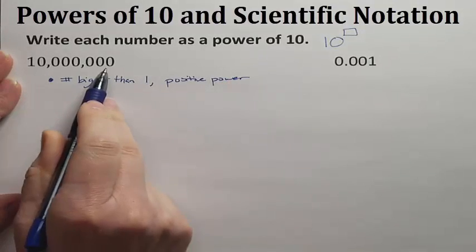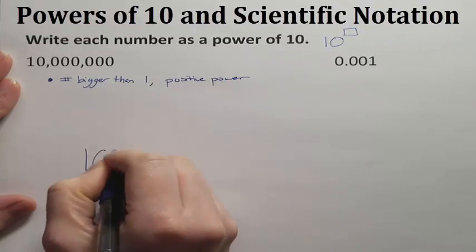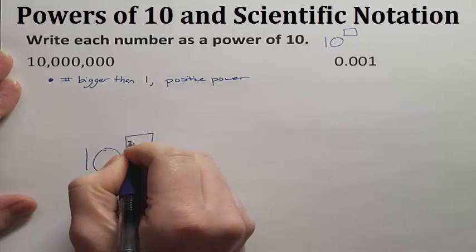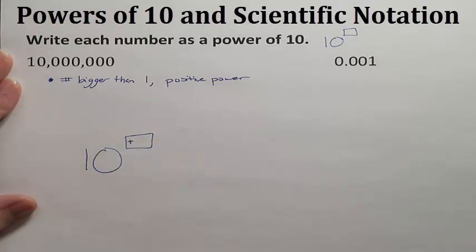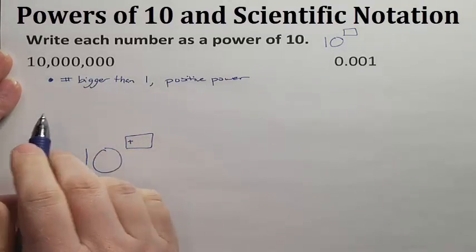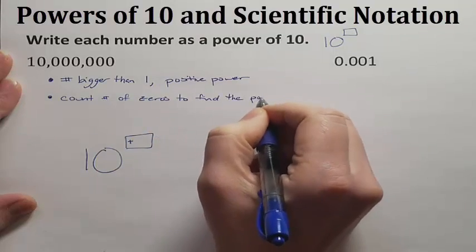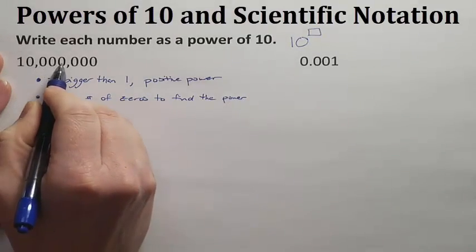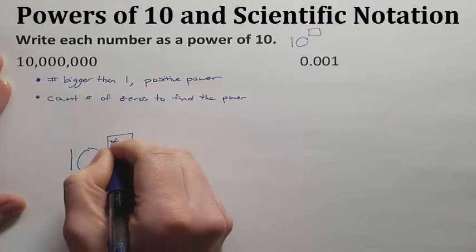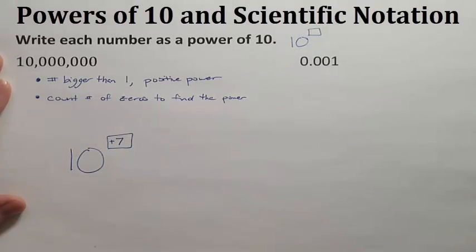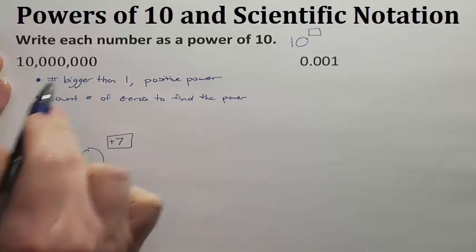So this is bigger than 1, so I know my power is going to be positive, so I have 10 to some power. I know my power is going to be positive because this number is bigger than 1. How do I figure out the number? You count the number of zeros. So I had 1, 2, 3, 4, 5, 6, 7 zeros. So I had a positive 7. So 10 to the positive 7th would have been this number.